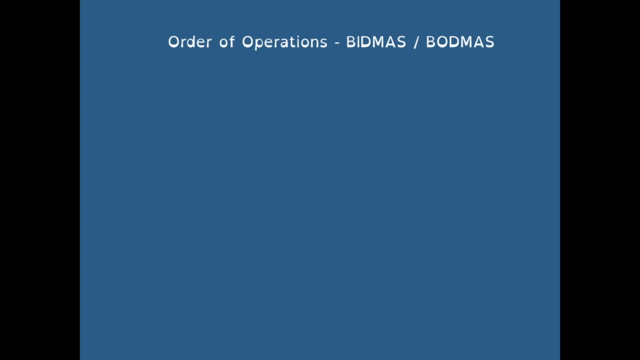Hello, this video is all about the order of operations, sometimes known as Bidmas or Bodmas. This tells us what order to do things in if there's more than one operation in a calculation. So what do I mean? Have a look at the question 3 plus 4 times 7.